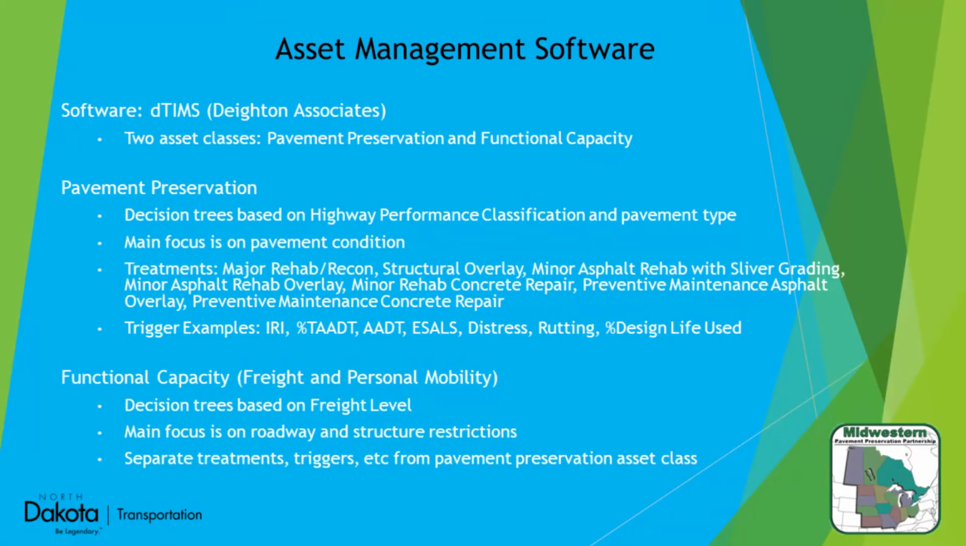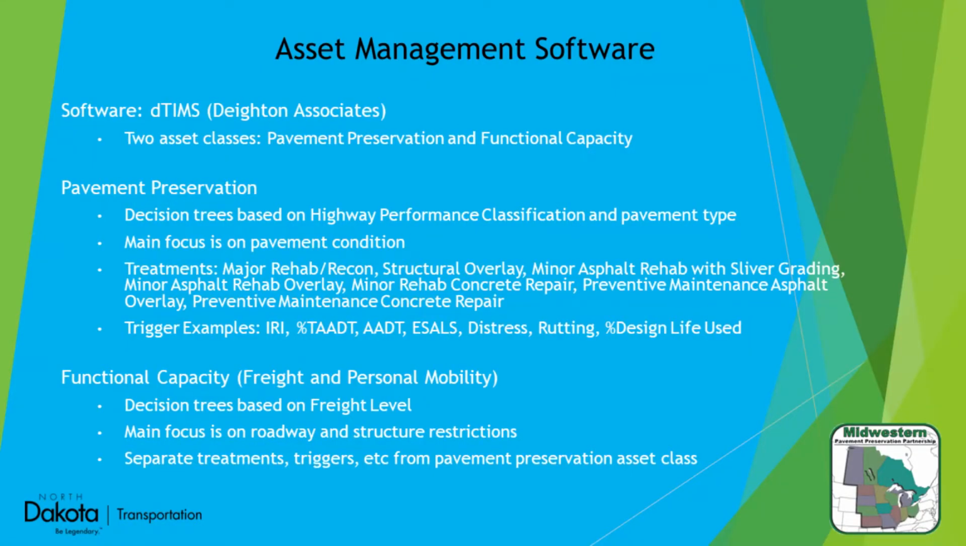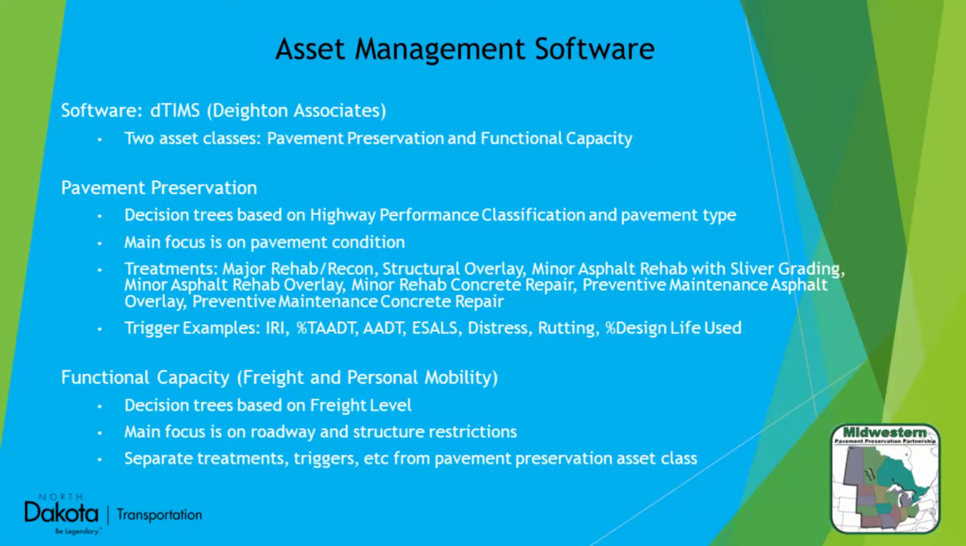For our asset management software, we also use DTIMS. We have 2 asset classes that are programmed into DTIMS right now. One is considered our pavement preservation. So the decision trees are based on our highway performance classification and pavement type. We have 5 different classifications, and it mainly focuses on our pavement condition. And there you can see a list of the treatments. We do not include seals in our DTIMS because we try to do that more like on a time-based cycle. And then there's some examples of the triggers that we use for pavement preservation.